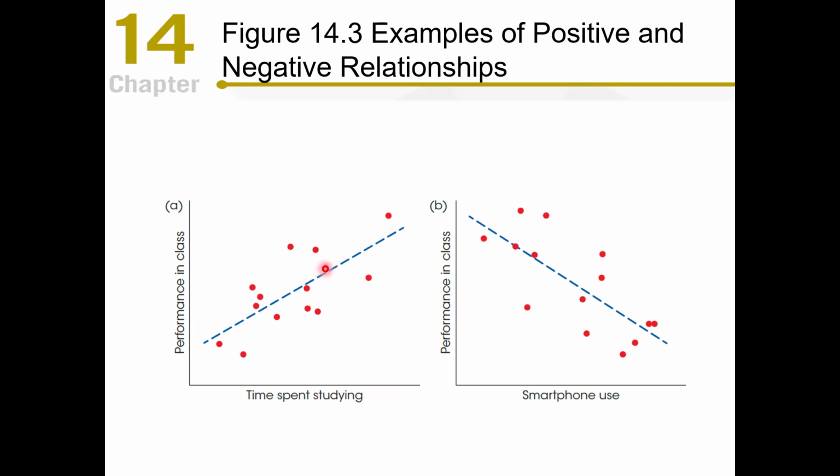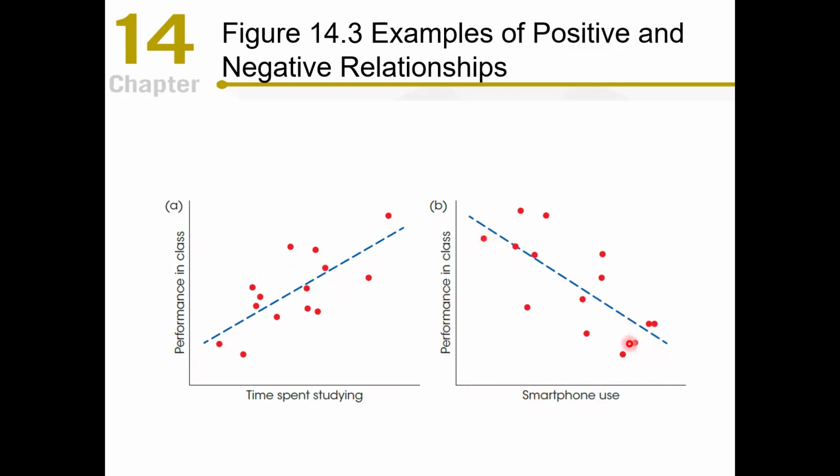And again, it's not that it's always the case, but the pattern you see here is that as you spend more time studying, your performance in each class will increase. The opposite is true when you look at the X variable for smartphone use. So as individuals use their smartphone more and more, going along this X axis here, you see lower grades. When they use their smartphone less, the performance in class is a little bit higher.